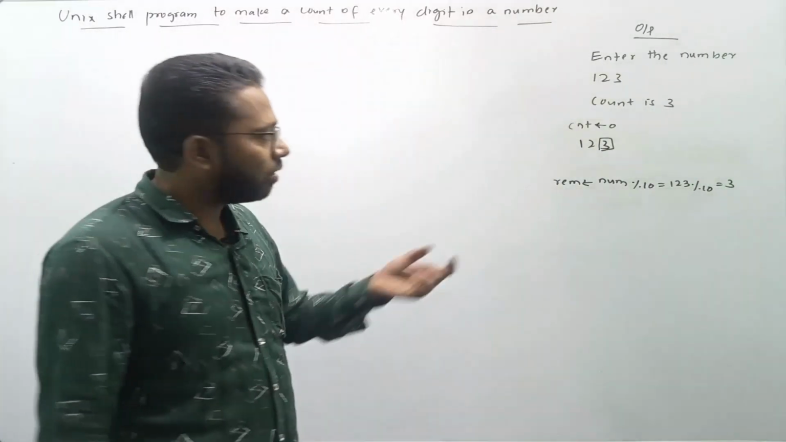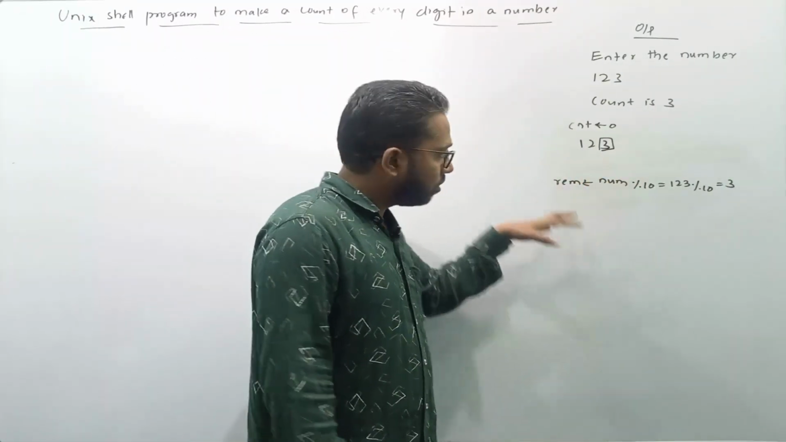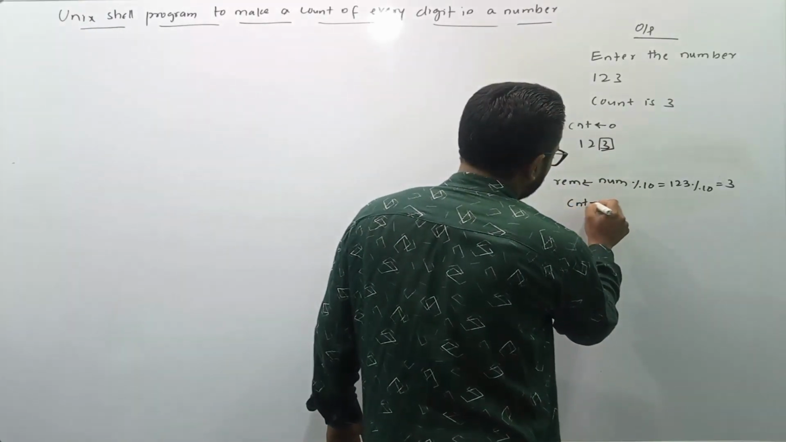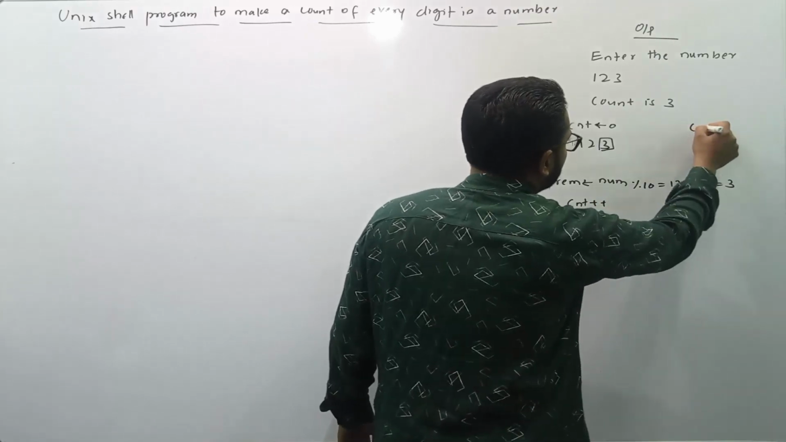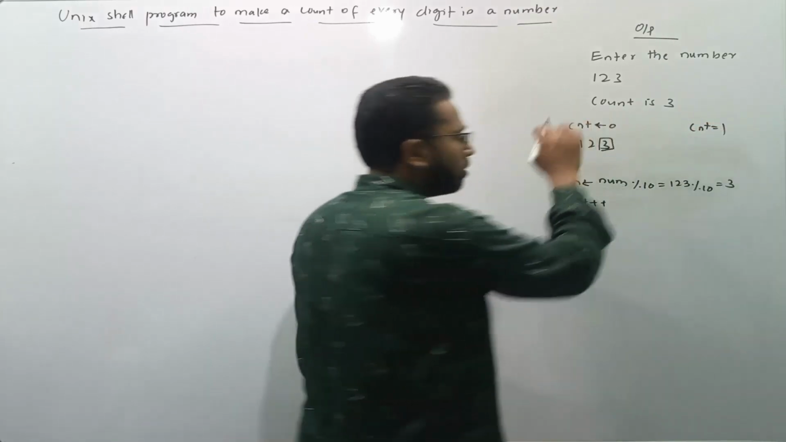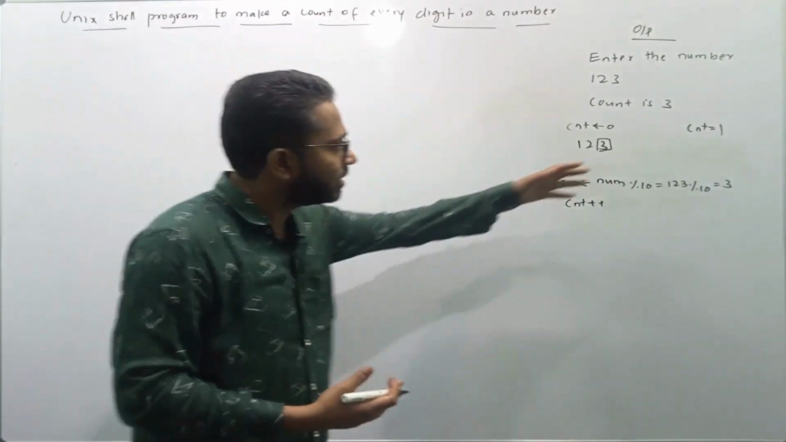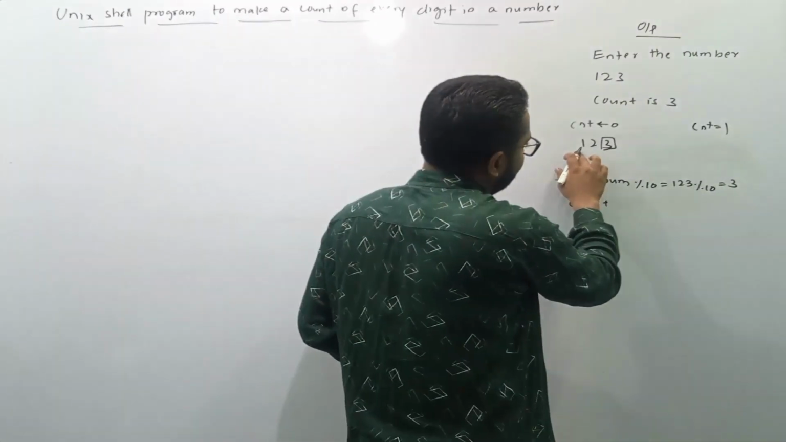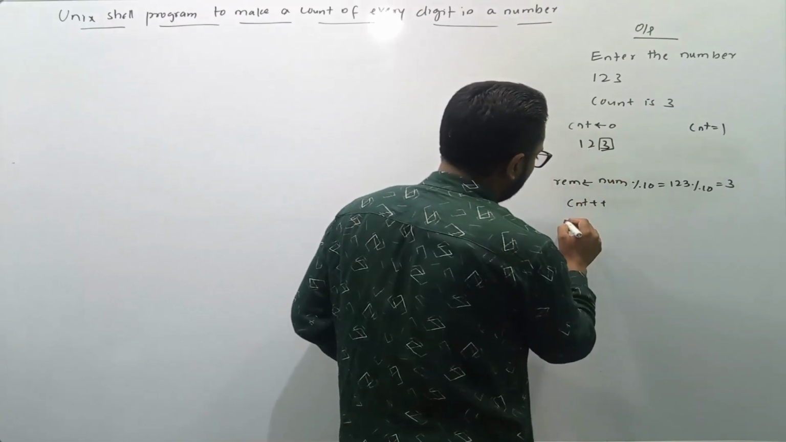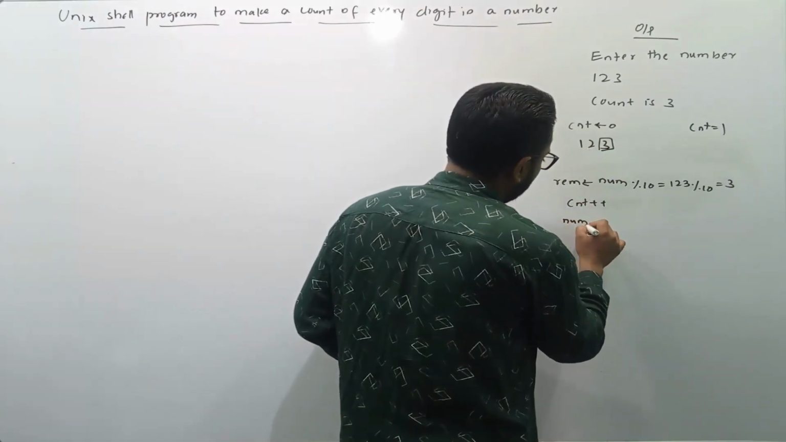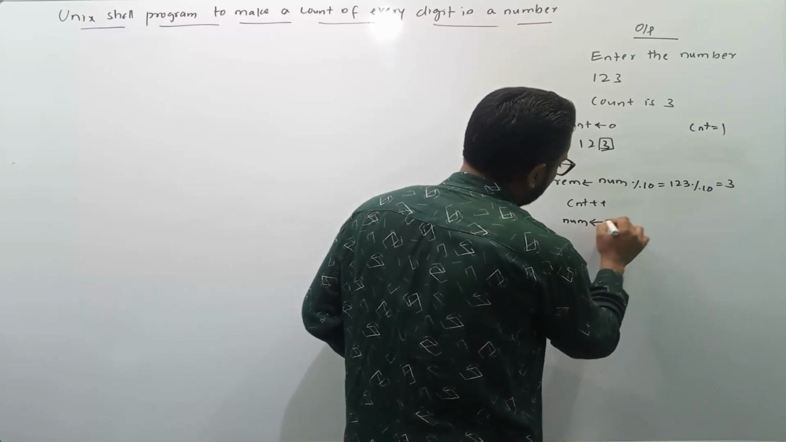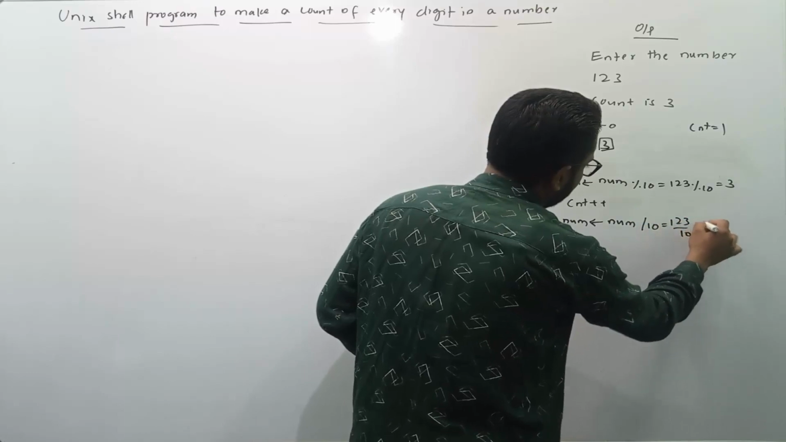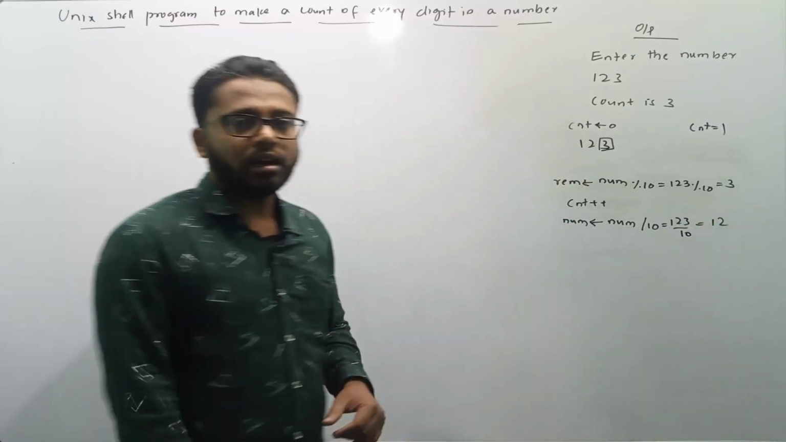Okay, so now we have accessed this 3. Immediately after that we need to increment count, count plus plus. Now count becomes 1. Earlier it was 0. Since we have incremented it, that's why it becomes 1. Next we need to reduce this 123 to 12. To do that, we need to divide num by 10. 123 by 10 and we will get 12 as an output.